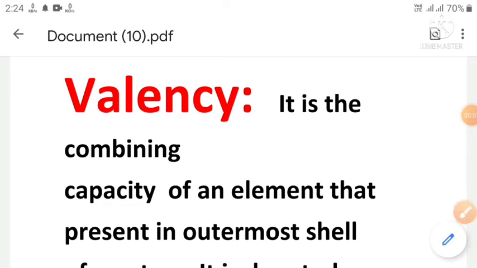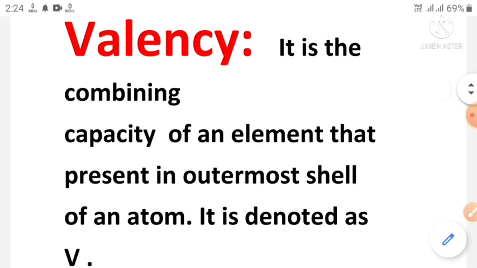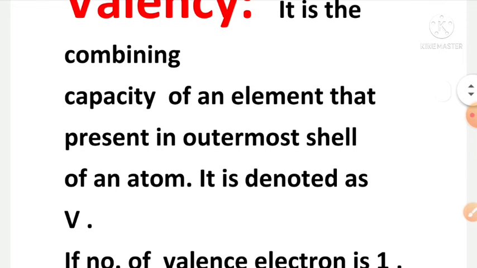SK sir. Today I am going to discuss the topic valency. It is defined as the combining capacity of an element that is present in the outermost shell of an atom. It is denoted as small v.